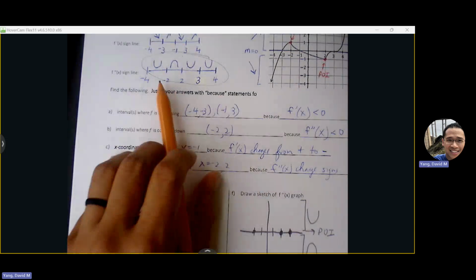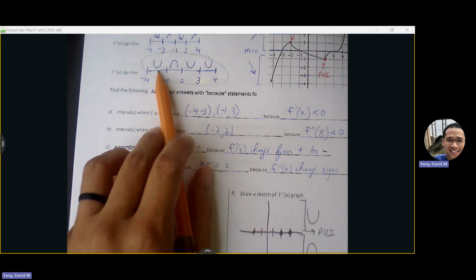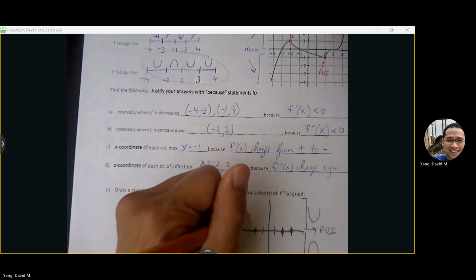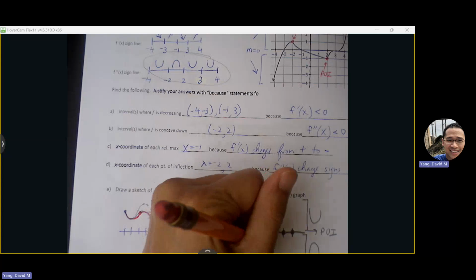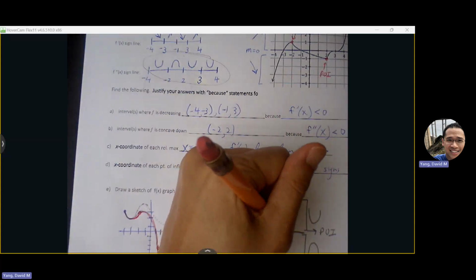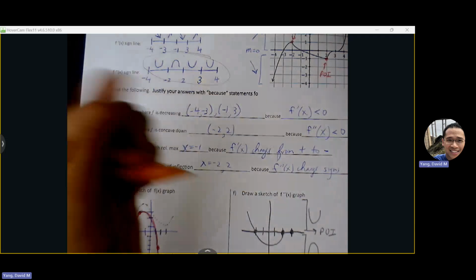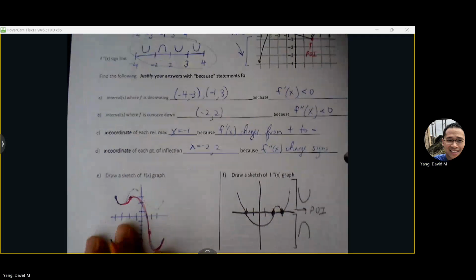Is it going to be above the x-axis or below the x-axis? So we're going to start off above the x-axis. Then between -2 and 2, it's going to be below the x-axis. Between 2 and 3, above the x-axis, and then from 3 on, also above the x-axis. Going to bounce off and continue going up.